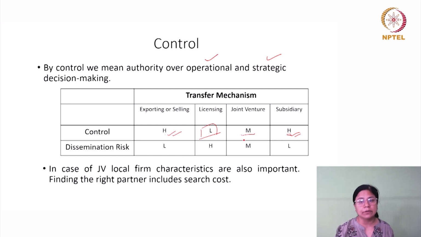Another major concern from the point of view of the company which is now transferring would be the dissemination risk, because dissemination would effectively mean that over a period of time you are going to create your own rivals. That is a possibility, particularly if you are dealing with horizontal technology transfer. So in case of exporting, the dissemination risk is rather low, and in case of joint venture, it is medium. Dissemination risk is highest when we are talking about licensing.